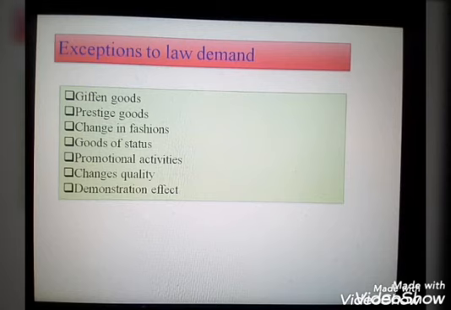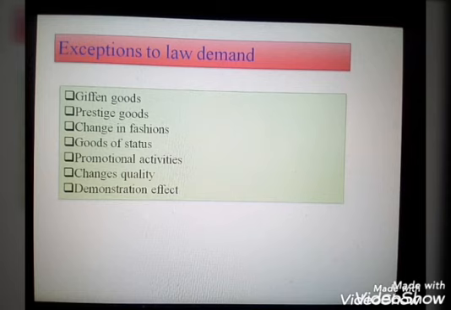Exceptions to law of demand. It means that even when price falls, the quantity demanded will not increase, and when price increases, the quantity demanded will not fall. So let us see in which cases there are exceptions to law of demand. First one is Giffen goods. This concept is given by Robert Giffen. Giffen goods are those goods which the consumers consume more when the price rises and vice versa, violating the law of demand.